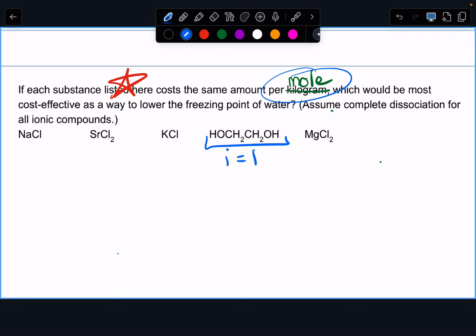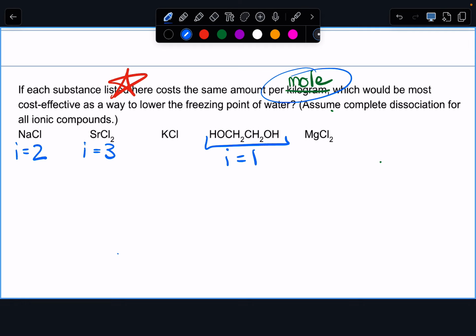NaCl, though, it's one thing when you start and you put it in water and it breaks into two things, into ions. So for a covalent compound, it's always one. For an ionic compound, it's how many ions there are. So NaCl is 2, whereas SrCl2 would be 3, because when you put 1 unit of SrCl2 into water, it breaks apart into Sr2+ and Cl-.